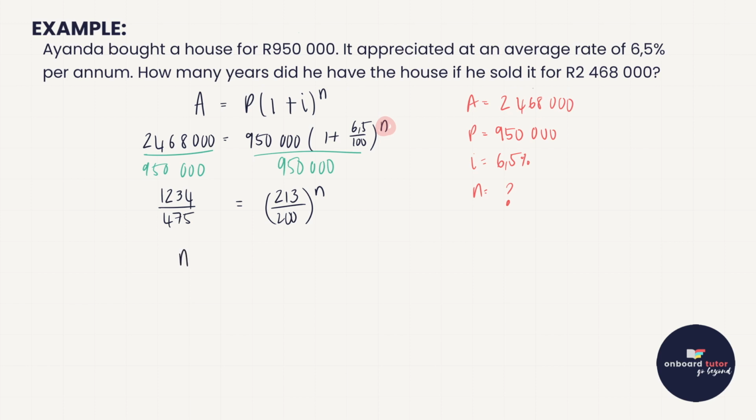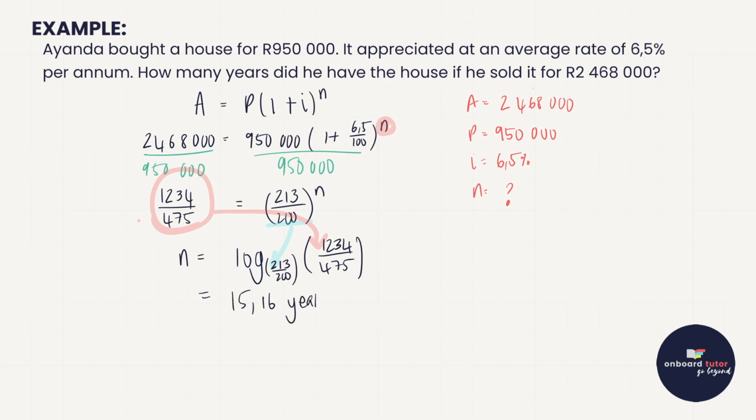Okay, how do we do that? We say n is equal to log, and then this number here that was the base of the exponent becomes the base, and this number here that was on the other side becomes the number of the log. So in other words, log base 213 over 200 of the number 1234 over 475, and we can work it out and we can have our answer in years. And there we have it, 15.16 years.